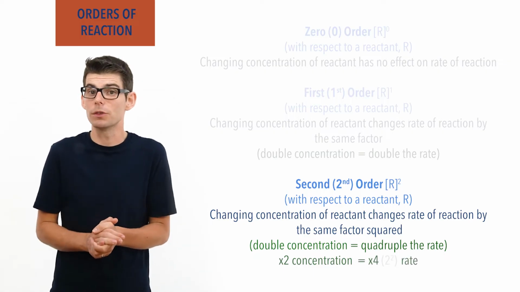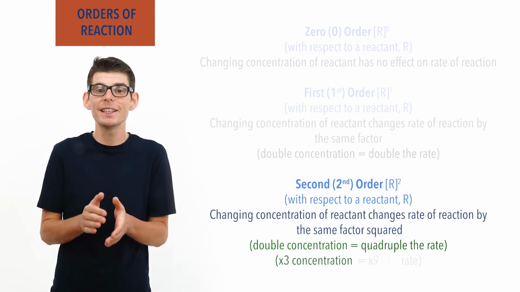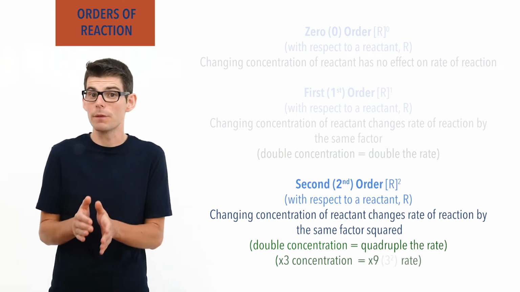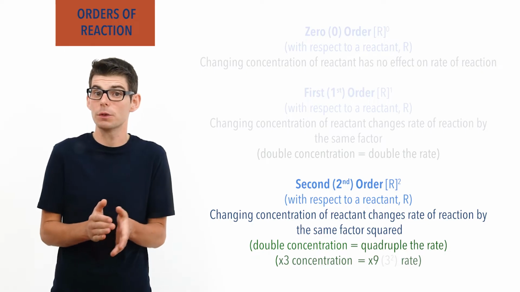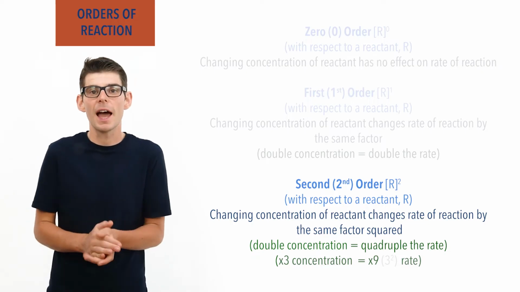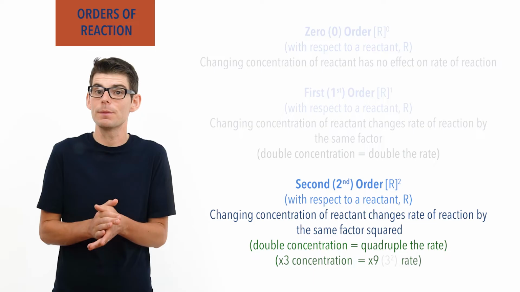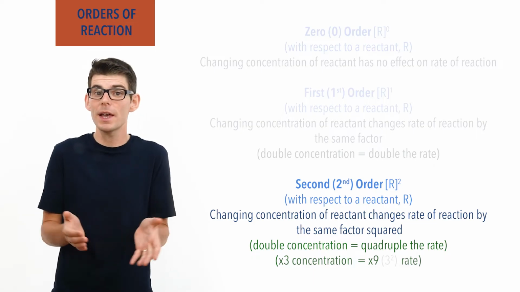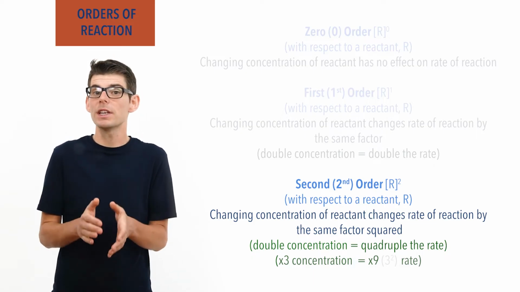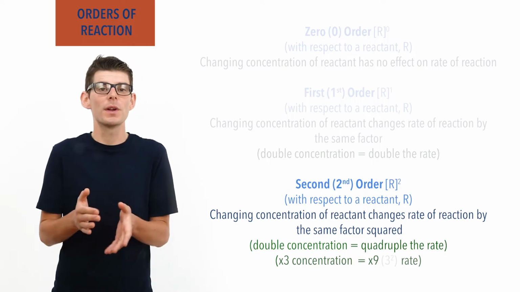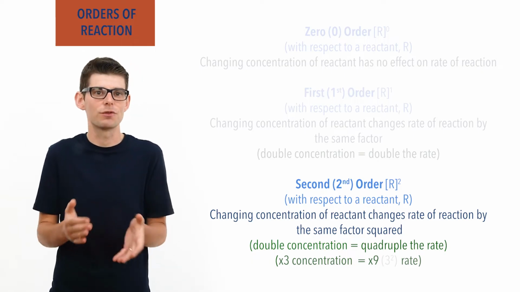Equally, tripling the concentration would make the rate 9 times faster, as this time the concentration has changed by a factor of 3, times 3, and the rate will therefore change by the same factor squared. 3 squared equals 9, meaning the rate becomes 9 times faster when the concentration of the reactant is tripled.